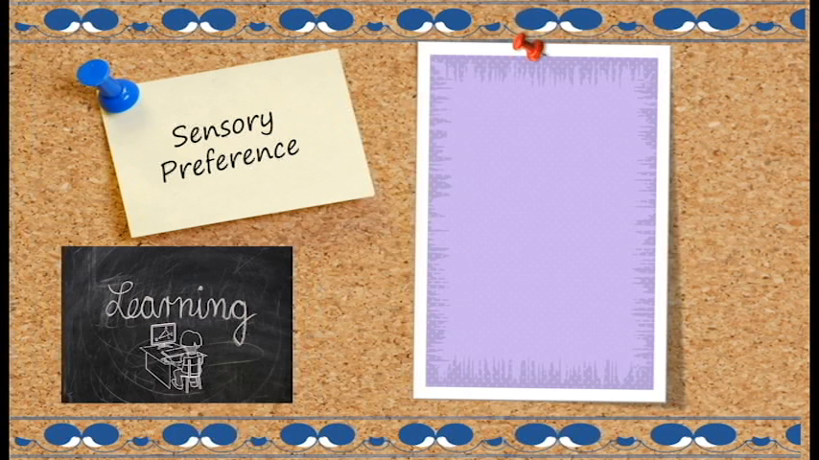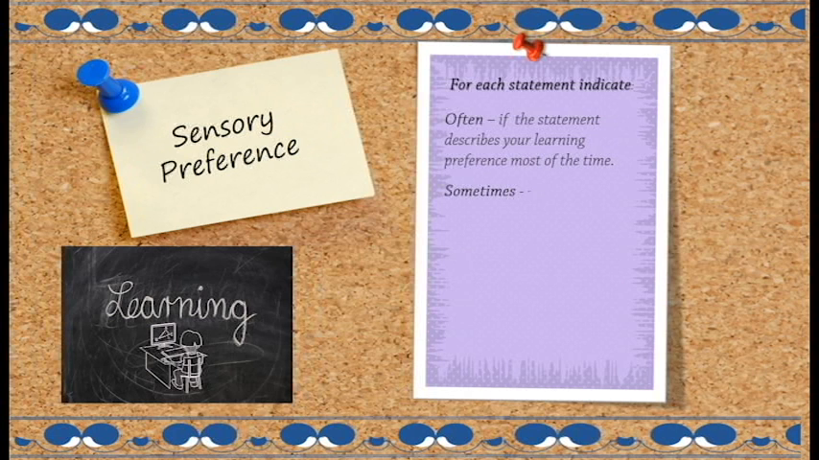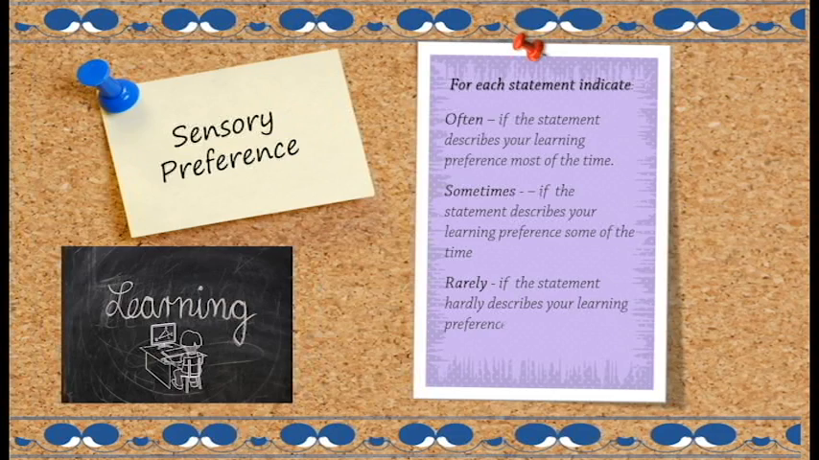Right, this quiz is all to do with your sensory preference, and you'll notice that you have been given a list of statements, and for each statement you need to indicate the following. You're going to indicate often if the statement does describe your learning preference most of the time. You will indicate sometimes if the statement describes your learning preference but only some of the times. You will indicate rarely if the statement hardly describes your learning preference at all.